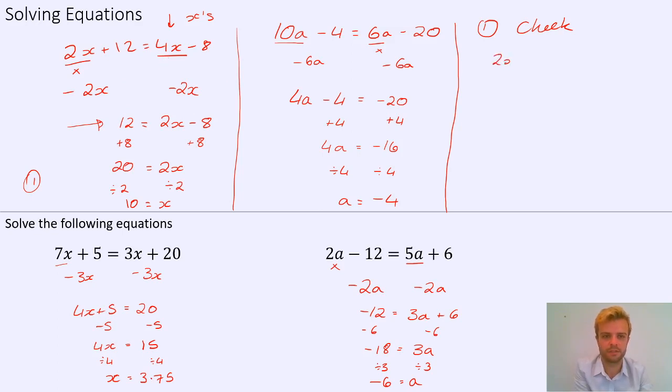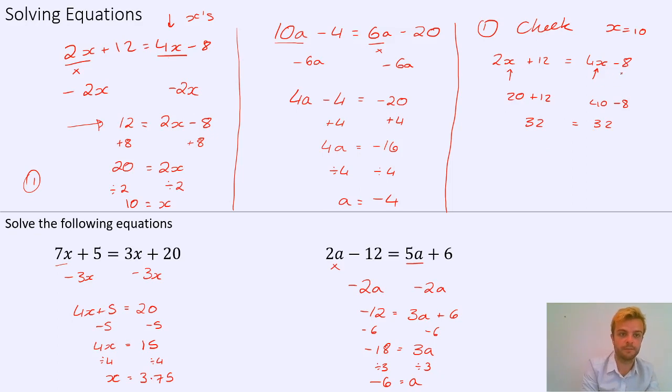I'll show you what I mean. So our equation is 2x plus 12 equals 4x minus 8. Now, if we think x equals 10, then we can substitute x equals 10 in for the x and see if the left-hand side is equal to the right-hand side. So 2 times 10 is 20, and 20 plus 12 is 32. 4 times 10 is 40, so if we take away 8, we get 32. And would you look at that, the left-hand side is equal to the right-hand side, so that means that 2x plus 12 equals 4x minus 8 when x equals 10, so our answer was right.